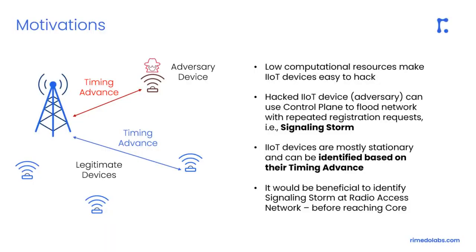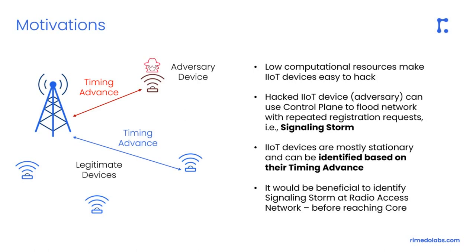To begin with, the IoT devices are characterized by low hardware complexity, resulting in low computational power and low cost. These features make them relatively easy to be hacked and used to attack the network infrastructure. A possible attack scenario is a so-called signaling storm attack, where the adversary utilizes standard mechanisms of network control plane to cause denial of service. For example, flooding the network control plane with repeated registration requests.